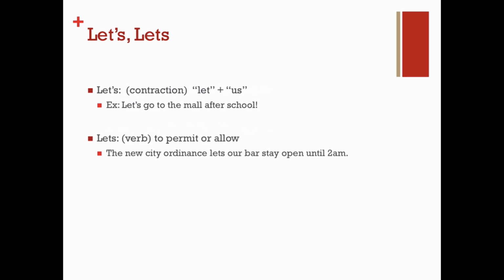Let's and lets, and a lot of people actually don't know that there's a difference between these two. They're two separate words. So there's let apostrophe s and lets. The first one is a contraction for let and us. Example, let's go to the mall after school. Lets is a verb meaning to permit or allow. The new city ordinance lets our bar stay open until 2 a.m.